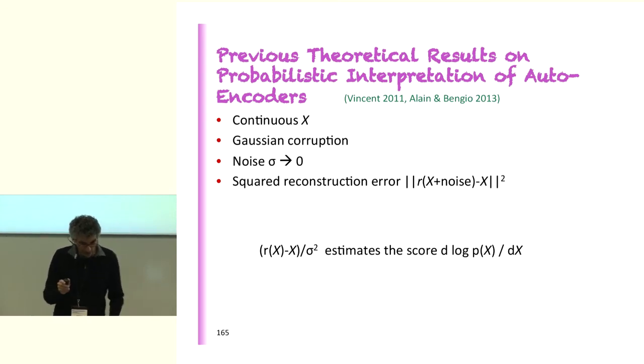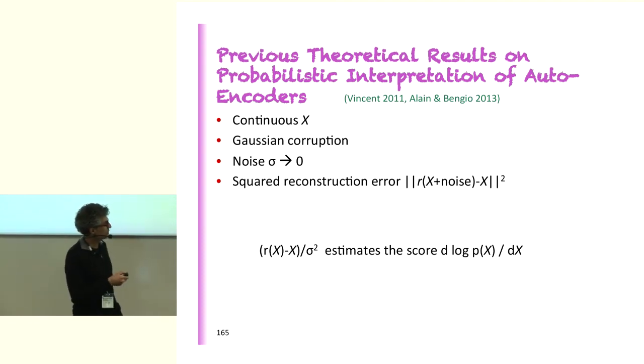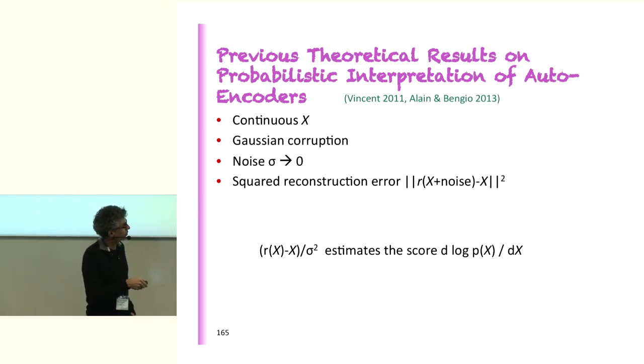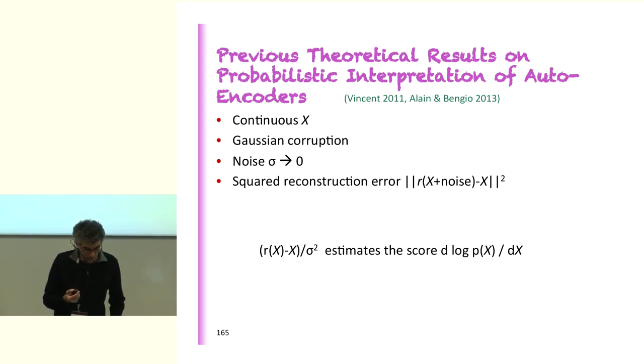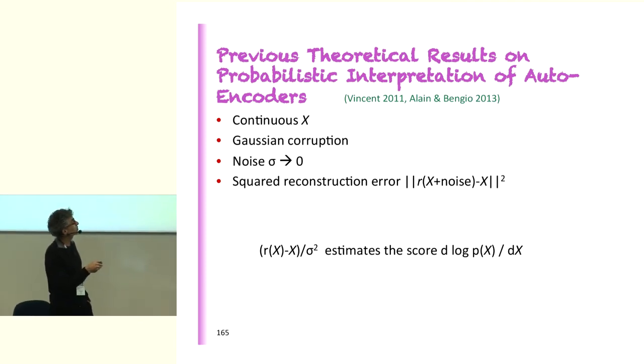There was some previous work that I mentioned about the denoising autoencoder showing that the difference between the reconstruction and the input, these little arrows that I showed in the vector field, estimate d log p(x), called the score. And that's the direction in which p of x wants to increase the most. But this was the first probabilistic interpretation of denoising autoencoders. But the problem with it is it's rather limited.